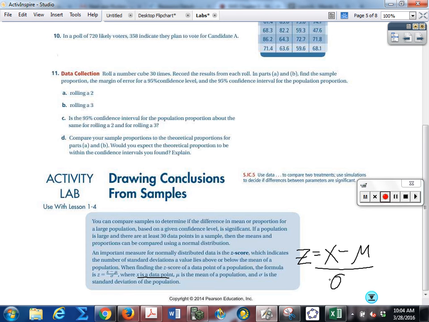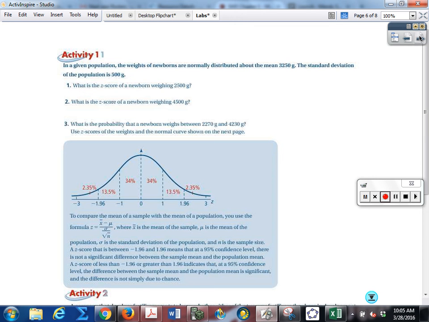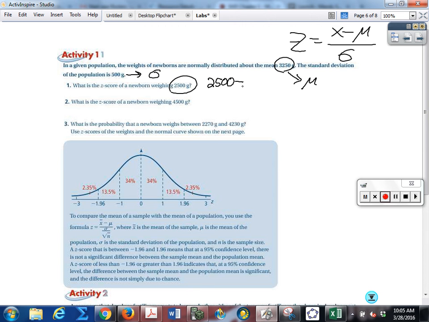So when we go right here, if we want to find the z-score of a newborn baby, the mean is 3250. What is the z-score of a baby weighing 2,500 grams? We just need to take our 2,500 grams, subtract our 3250, our mean, and divide it by the standard deviation of 500. So someone hurry and plug that in your calculator.